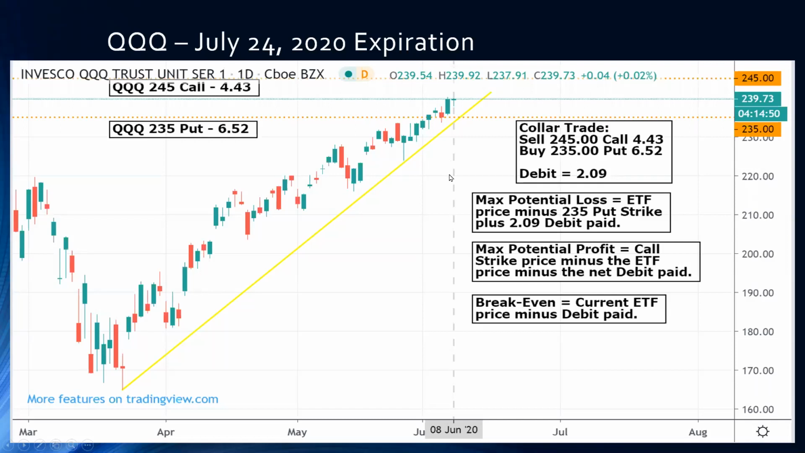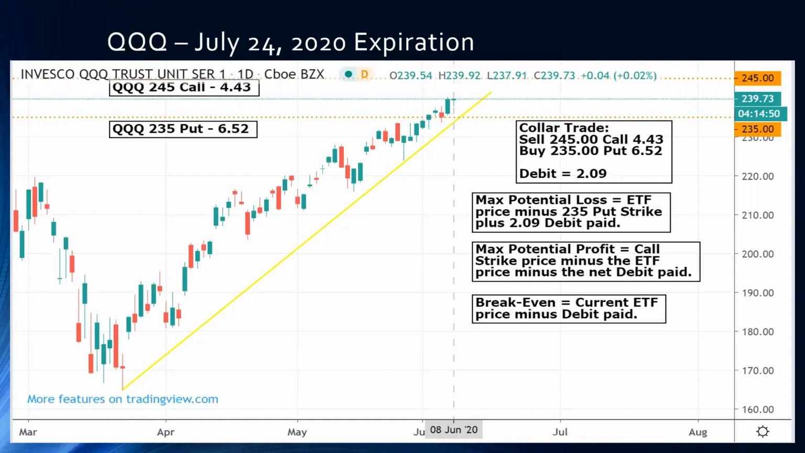Remember, for a collar trade, we are selling the call, so we would sell the 245 call at 4.43 in this example, and buy the 235 put at 6.52 for a net debit of 2.09. So it'd be just over $200. Now, in this example, the market is trending higher, making higher move highs and higher move lows. Remember, your potential loss, once again, is your ETF price minus your debit paid. So if the market goes nowhere, the only loss you have is on the spread. You wouldn't have it on the ETF.